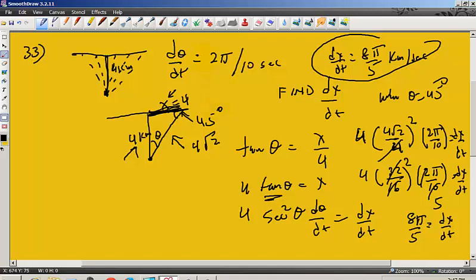d theta/dt is negative, because when that light is going, my angle here is shrinking, isn't it? It's getting smaller. That angle is getting smaller, so that should be negative, and therefore I'm going to get a negative answer. So make sure you account for that. It's easy to overlook.